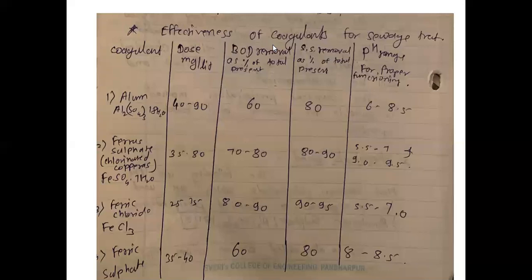Otherwise, alum and ferric chloride are the best options, and finally we can proceed with alum as it is easily available, cost is less, and it works effectively in a vast range of pH. That is the reason why we accept alum as a coagulant universally. Okay, so this chemical precipitation part is over.